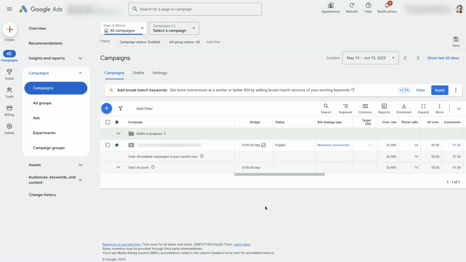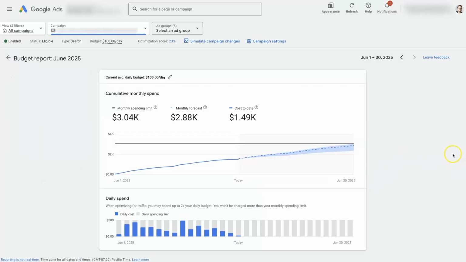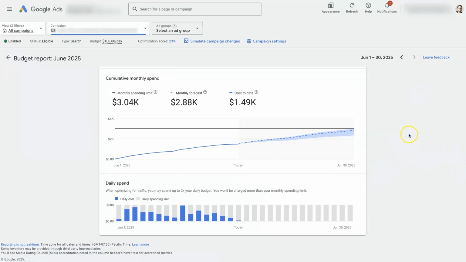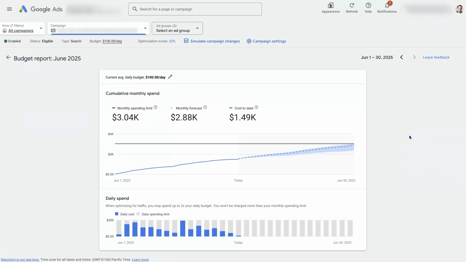But to know more about how it's going to utilize that budget, what I recommend you do is hover over the budget here. It will tell you roughly, in this month of June, you won't be charged more than $3,040 for this campaign. Well, that's still kind of limited information, but if we click where it says View Budget Report right here, it's going to pop open the budget report for us to see how this all breaks down.